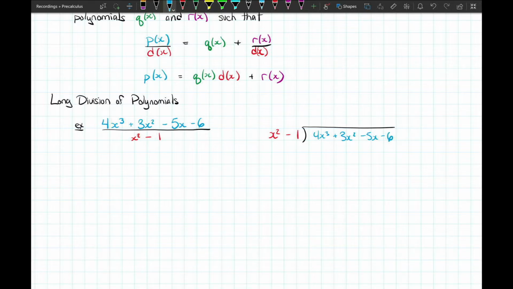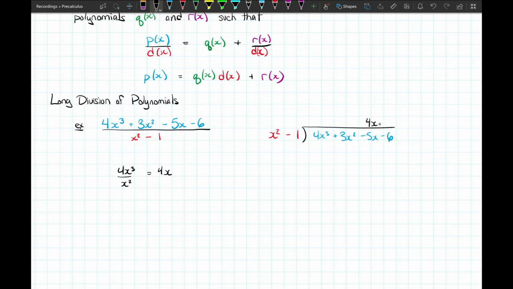Now, we focus just on the leading term here, x squared, and the leading term, 4x cubed. We see how many times x squared divides into 4x cubed. We can write that down. 4x cubed divided by x squared. 4 divided by 1 is just going to be 4, and x cubed divided by x squared is simply x. And you can double check: x squared times 4x is 4x cubed. That 4x is going to become part of our quotient. We'll write that above, where the quotient is going to end up.